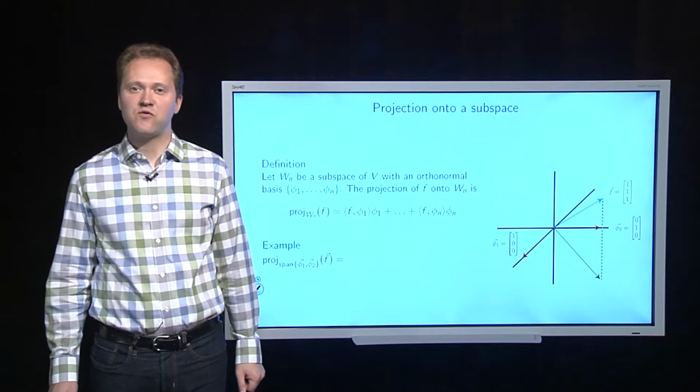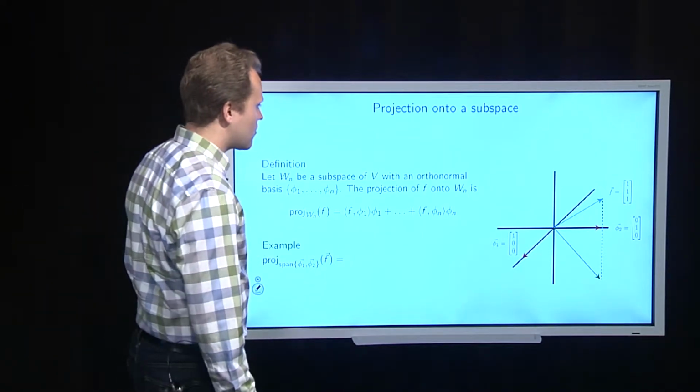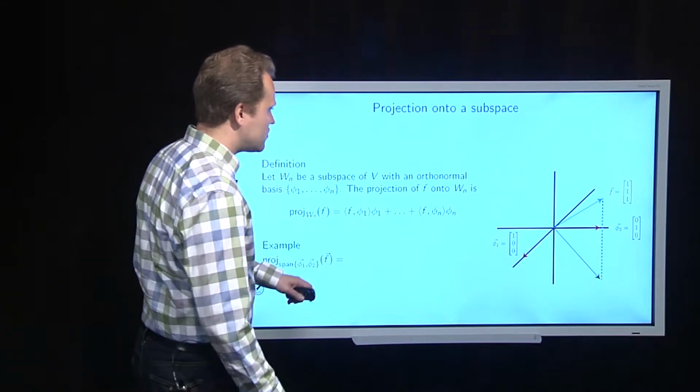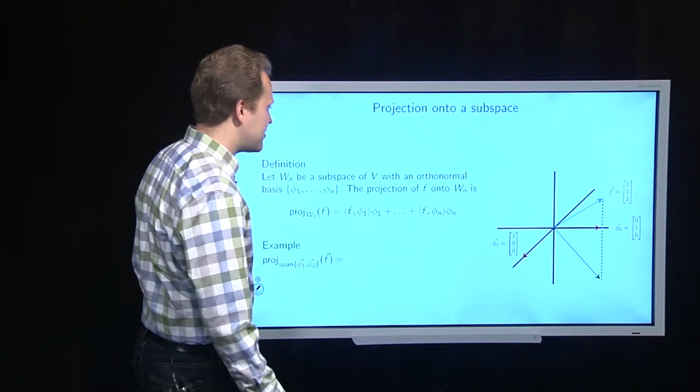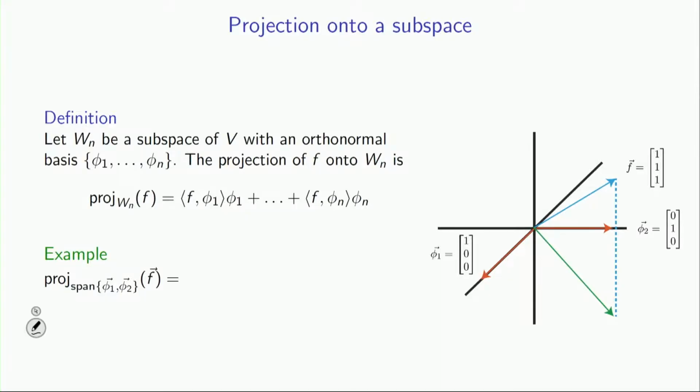Let's do an example here from 3D. Now, in this coordinate plane, we are given two basis vectors for the xy plane, phi 1 and phi 2. And then we have this vector f, the blue arrow here sticking into the first octant. And we want to project it into the xy plane. Now, graphically, you may see that we just drop it perpendicularly down into the xy plane, like so. But let's see what comes out if we perform these calculations.